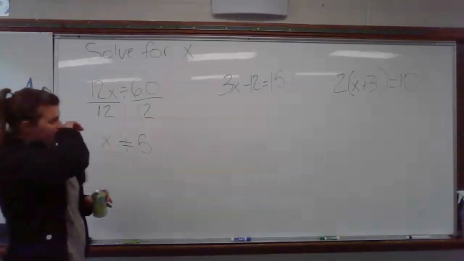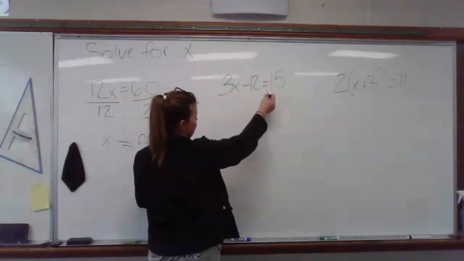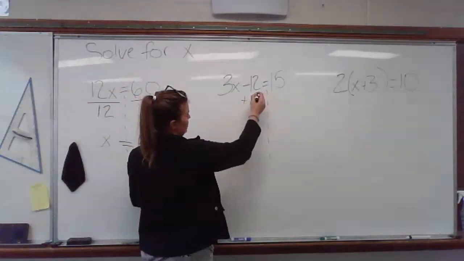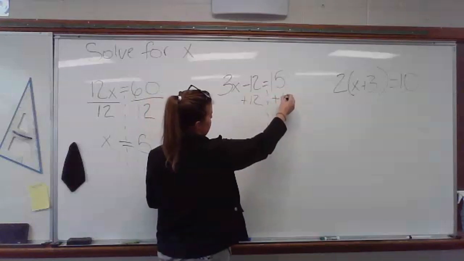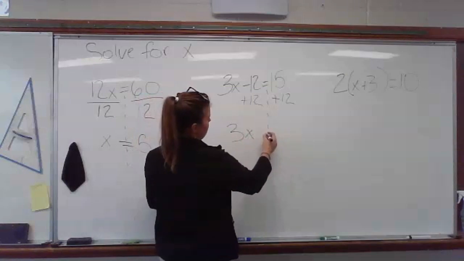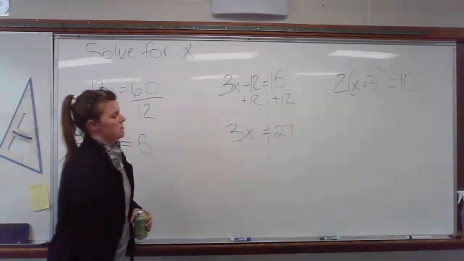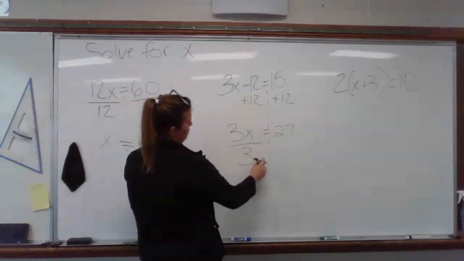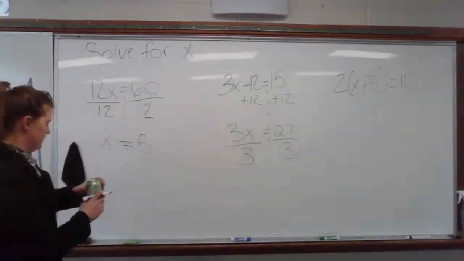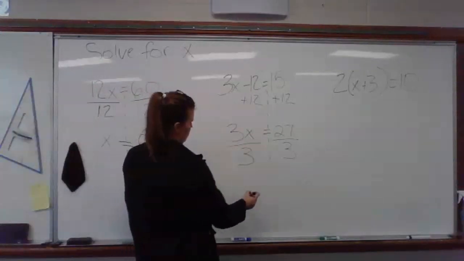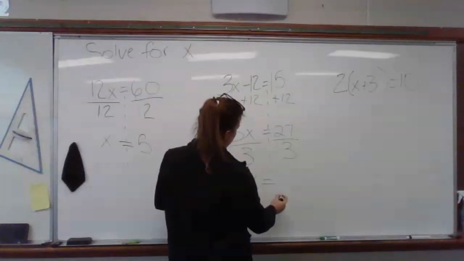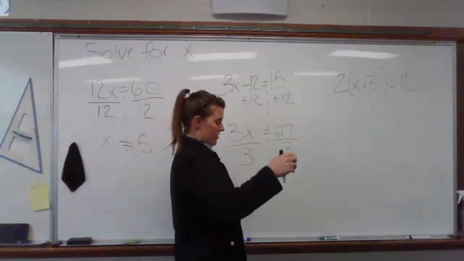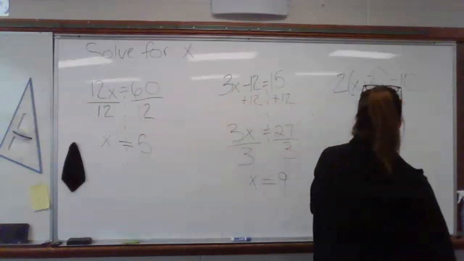Okay, for the next one, we're going to draw our line down. We're going to take our 12 over first, so it has a negative in front of it, so we're going to add 12. Once we do that to this side, we have to do it to this side. So we have 3x equals 27, but we still have a number attached to our x, so that's still multiplication, so we need to divide by 3. What we do with one side, do to the other, and we divide by 3. So now we have x equals, who can tell me what 27 divided by 3 is? Tyler. 9. Good. You almost called on me. I know, I really did. I almost thought about it.